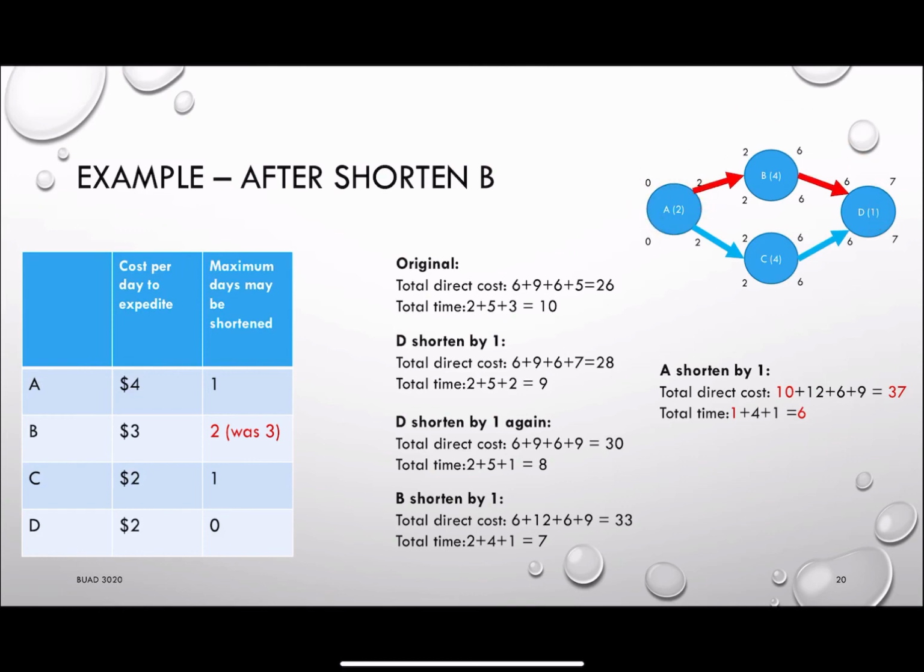If A is shortened by 1 unit, the total direct cost will become $37, and the total time will become 6 units of time. At this point, you probably will notice that there's no more room for you to do any improvement, because as I mentioned earlier, we have 2 critical paths. So whenever you try to reduce the duration for B or C, the total time will not be reduced. So this is the optimal that we will be able to get.